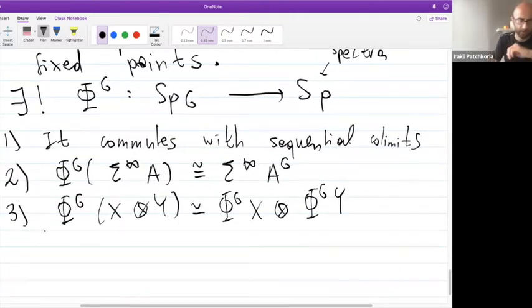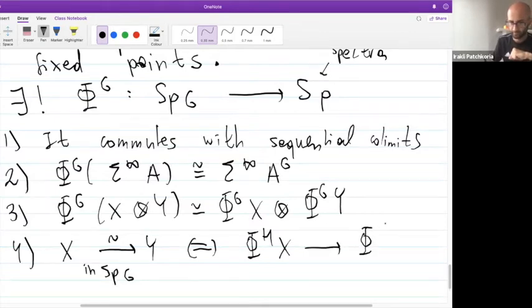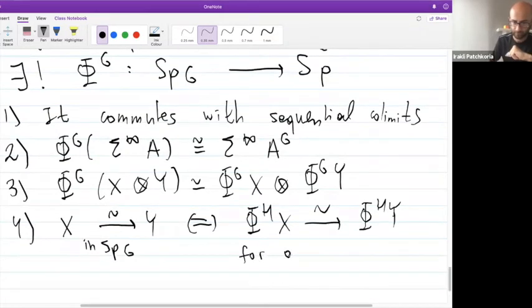And finally, I think these already determine it. When I write functor here, I mean it preserves weak equivalences, but it actually even detects weak equivalences. You don't even have to say this now, but I will put this as an extra property: something is a G-equivalence, an equivalence in SPG, if and only if it is an equivalence on all geometric fixed points, that is, if the induced map is an equivalence for every subgroup H. All right, so this is the geometric fixed points.